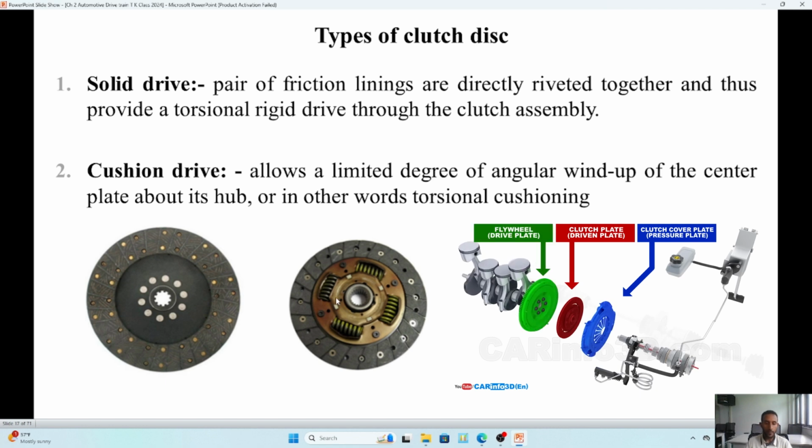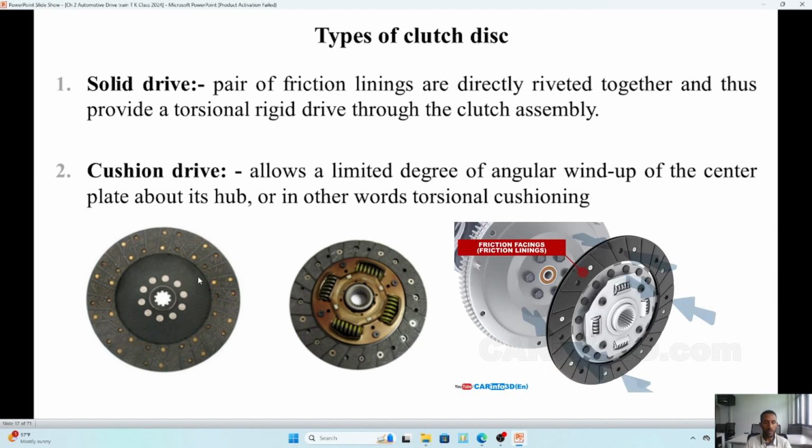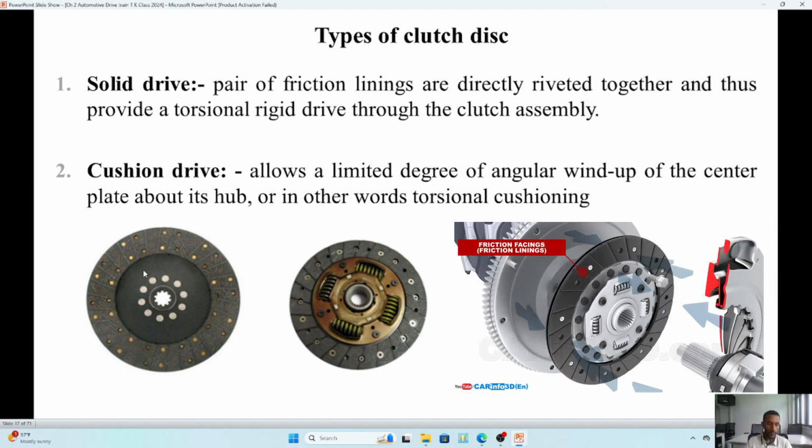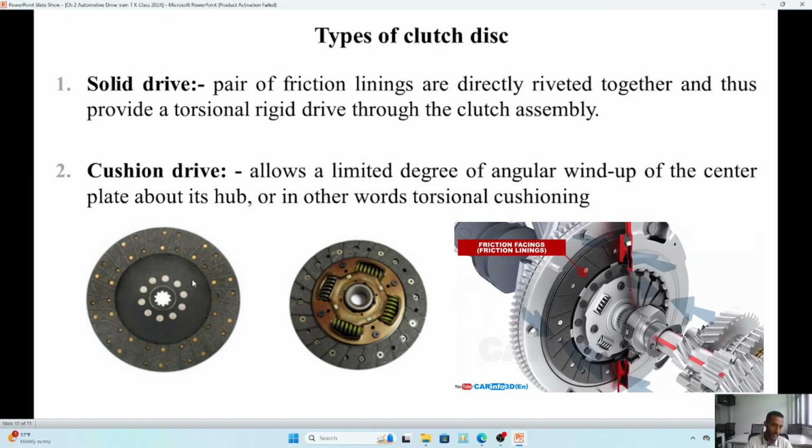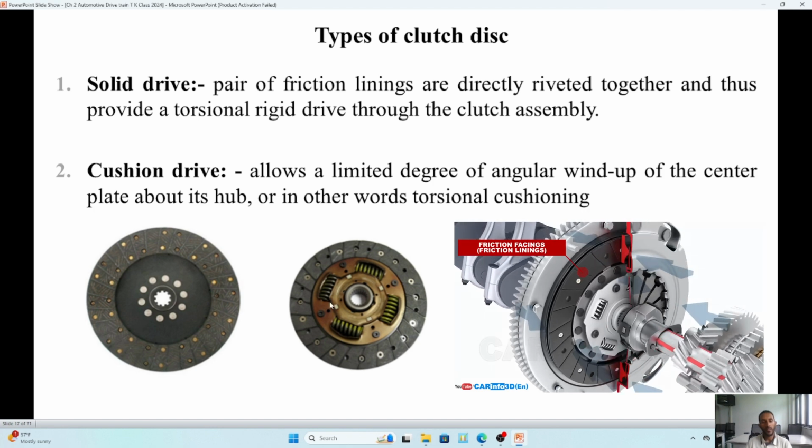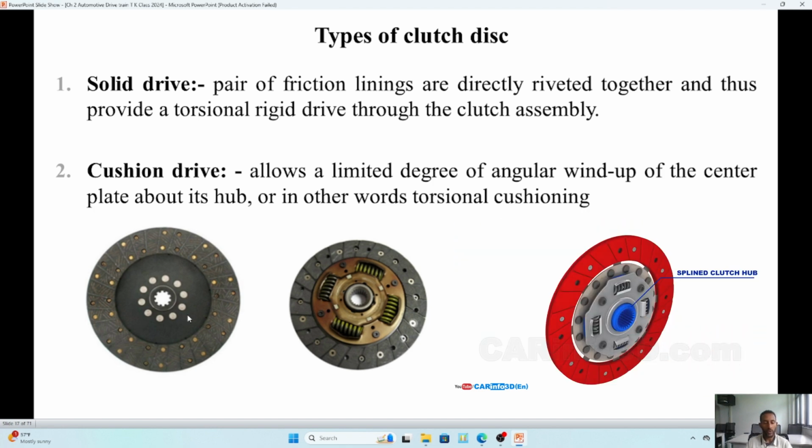To prevent that, the first old version clutches didn't have any mechanism like a torsional spring here. So the difference comes from here. This one will have a torsional spring, and this one will not have any torsional spring. So the torsional vibration will be automatically transferred from the engine to the gearbox, or from the gearbox to the engine. Mostly it comes from the engine.